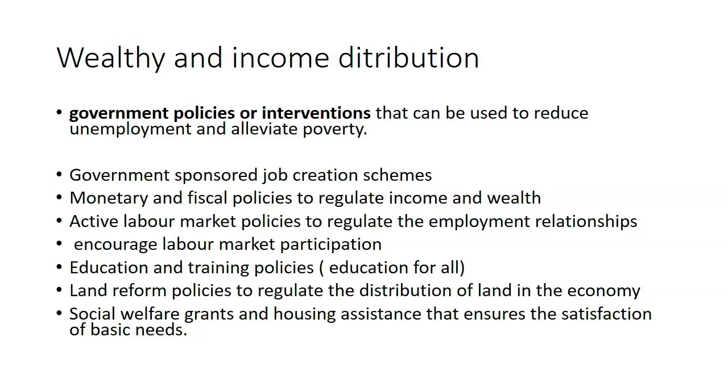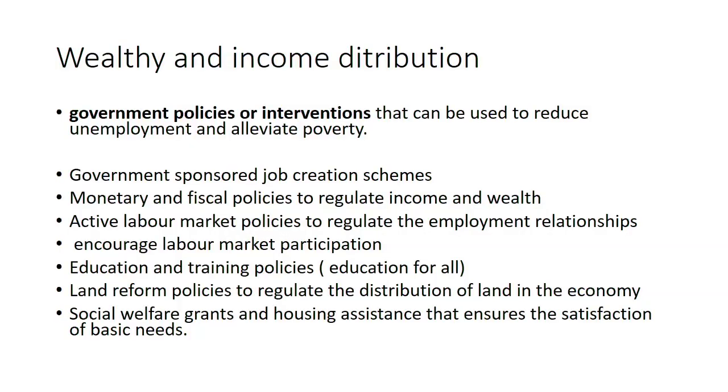What is the government's approach to wealth and income distribution in the economy? Such intervention must be aimed at reducing unemployment or alleviating poverty. What is it that it can do? A few examples: the government must sponsor job creation and skills.